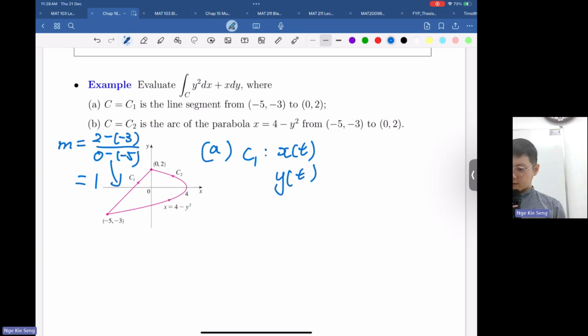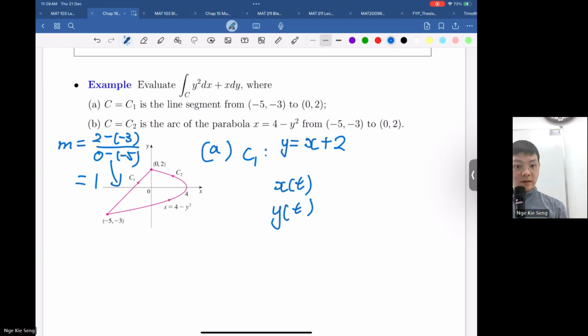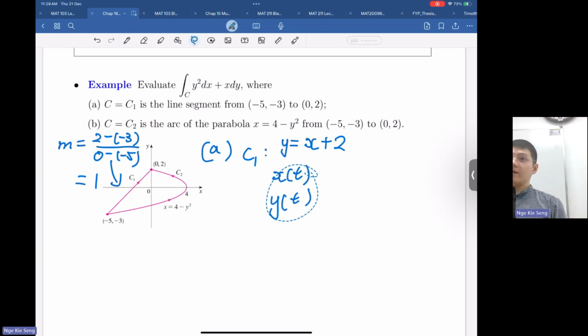So the C1 curve is y equals to mx plus c. So y equals to 1 times x plus 2. Okay, so this is the equation that line has to satisfy. But remember, this line doesn't have direction, right? Okay, later we'll see how this direction gets introduced.